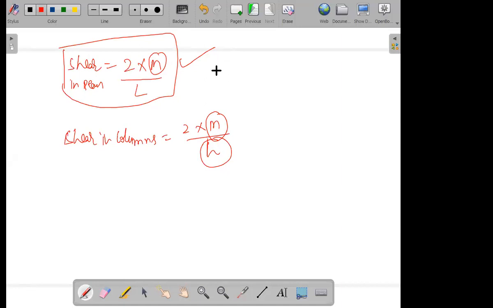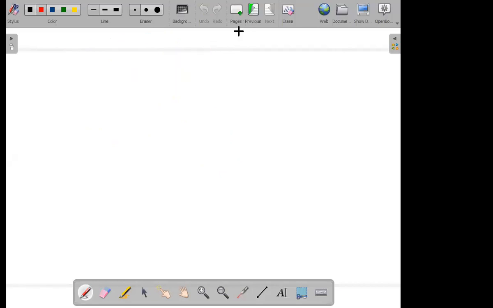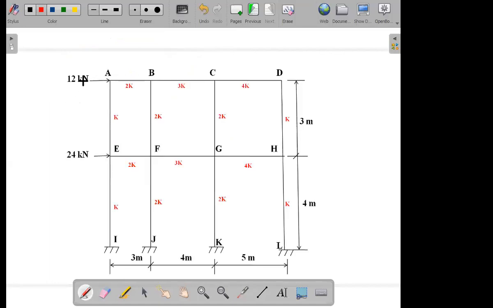Shear in beams and shear in columns you can calculate. Okay, so this is the problem. After obtaining the beam moment and column moment, what do you have to do? Usually you have to draw the bending moment diagram for beams and the bending moment diagram for columns. BMD for beams, you already know.